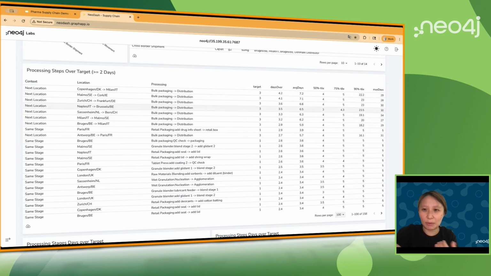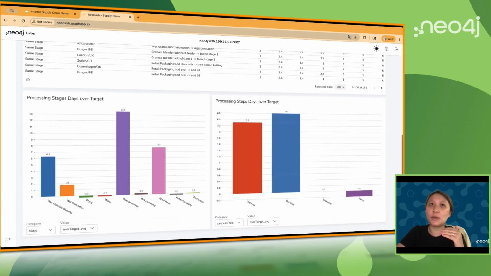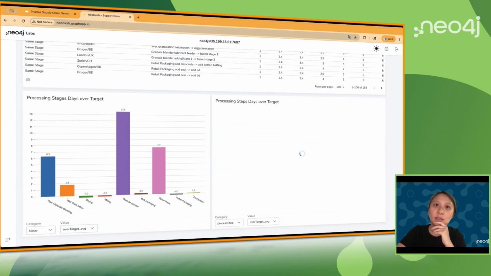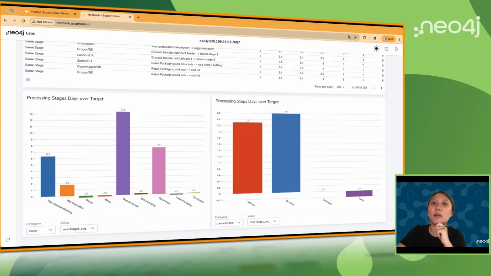That's like double the time we want it to be done. And we can say, okay, if it's bulk packaging, I want to drill down to say what exact step is holding me back. So here, that's what this bottom one shows us. So I'm just going to click on here. Okay, bulk packaging. You can see once I click on that, the steps holding us back are QC hold and QC check.